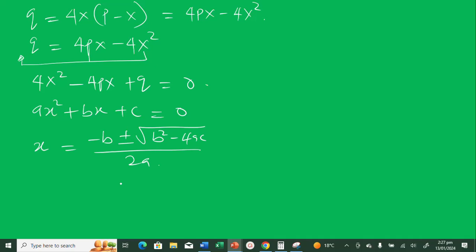So this is the quadratic formula that we're going to use to solve this quadratic equation.